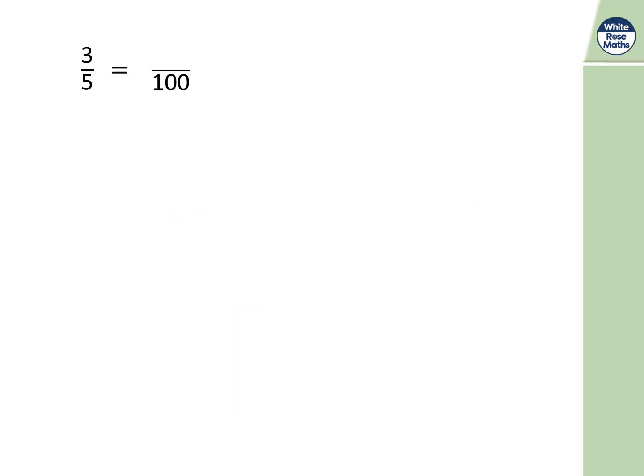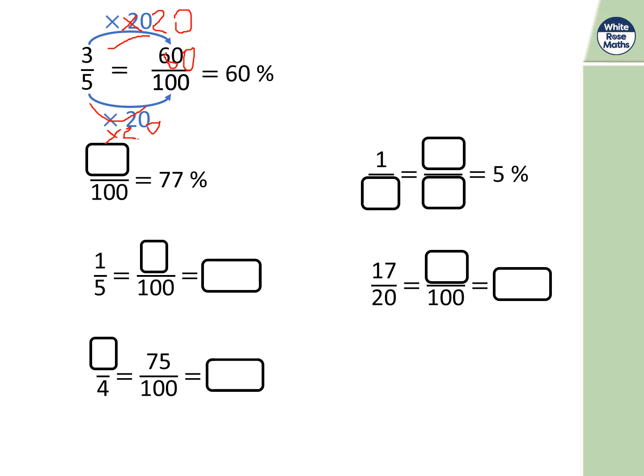The next one, well, 3/5 is how many hundredths? Well, 5 to 100, I'm going to times that by 20. So I'm going to do the same on the top. 3 lots of 20, so 3 times 20. Well, 3 times 2 is 6, and then stick a 0 on, I get 60. So 3/5 is equivalent, the same as 60 hundredths. There's your answer.